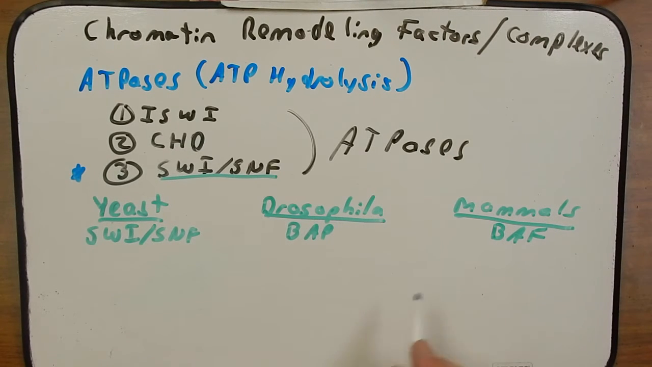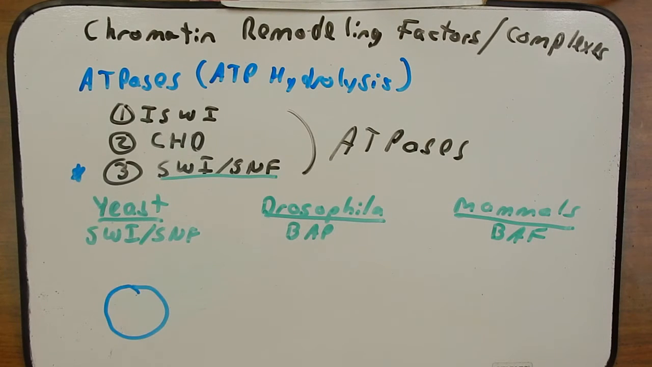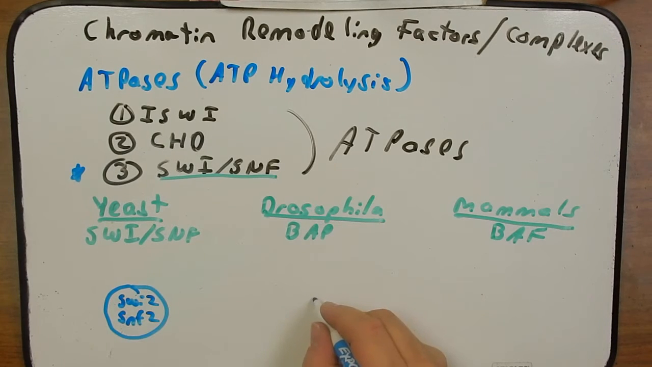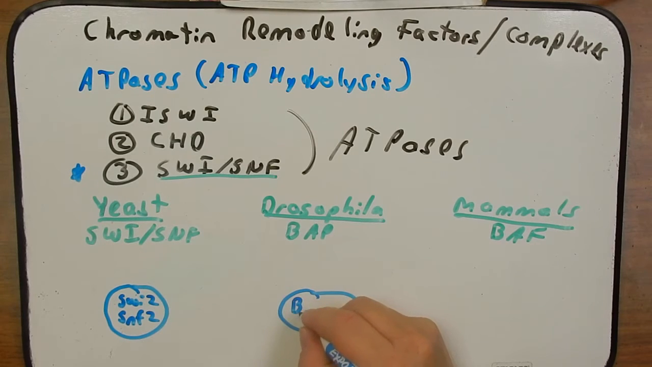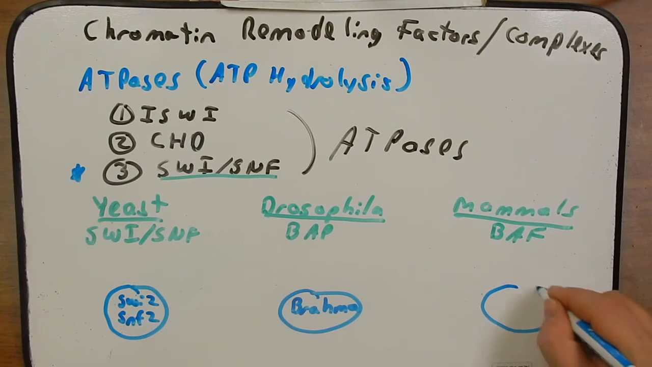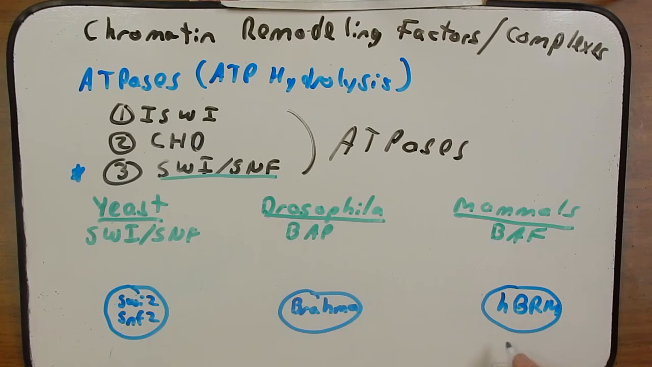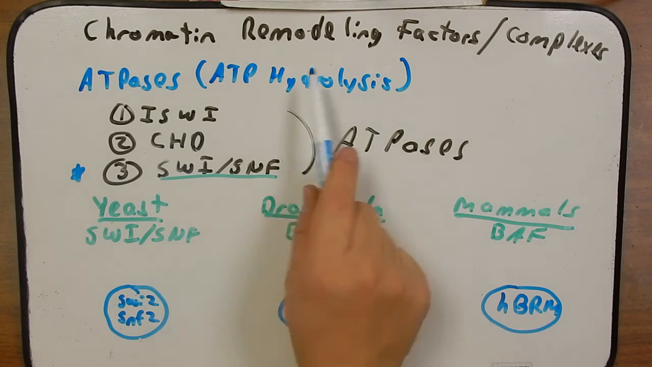Each of these are multi-protein factors, all with a central protein in the middle that is the ATPase. So in yeast, it is SWI2, SNF2. In Drosophila, it does the same function, but it's called Brahma. In humans, it's called HBRM for human Brahma. These all have the ATPase function and all provide the energy necessary for chromatin remodeling.